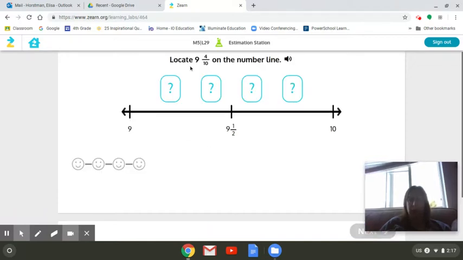Now, what I do here is I look at the fraction 4/10, and I know it's either going to be closer to 9, 9.5, or 10. And I look at what's half of 10. Half of 10 is 5. So 5/10 is 9.5. So this is going to be closer to 9.5.